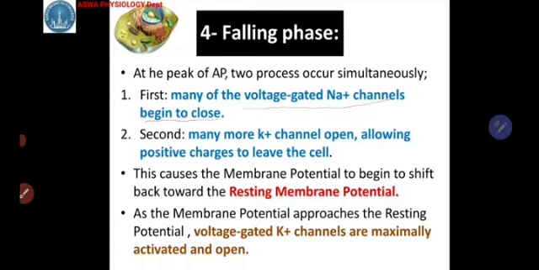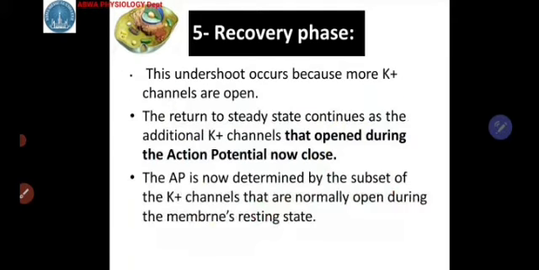Many more potassium channels open, allowing the positive charges to leave the cell. This causes the membrane potential to begin to shift back towards the resting membrane potential, as already mentioned. As the membrane potential approaches the resting potential, voltage-gated potassium channels are maximally activated and open to create more negativity inside the cell. Recovery phase.